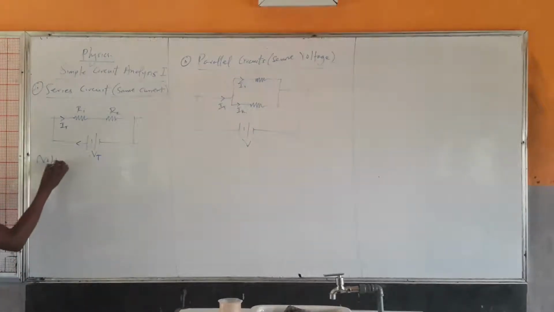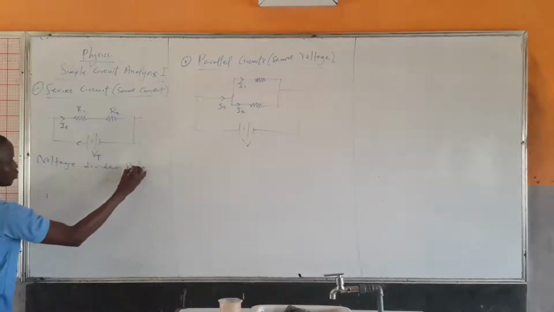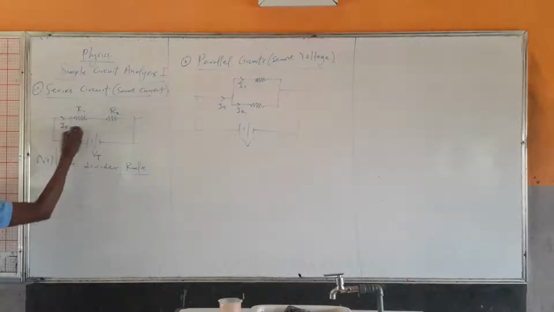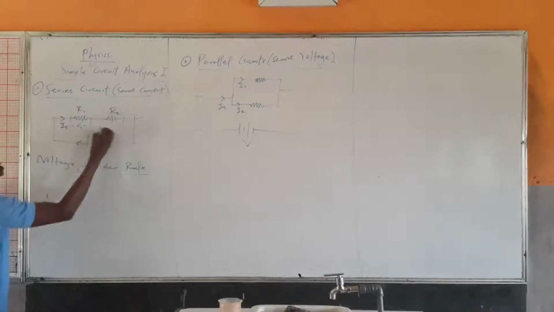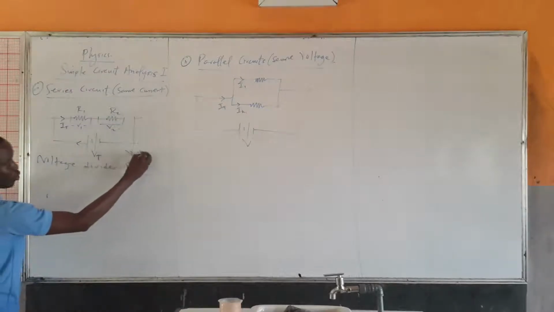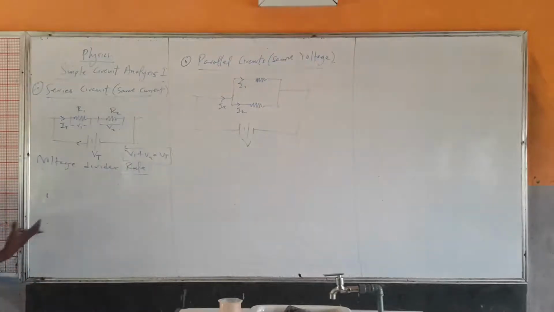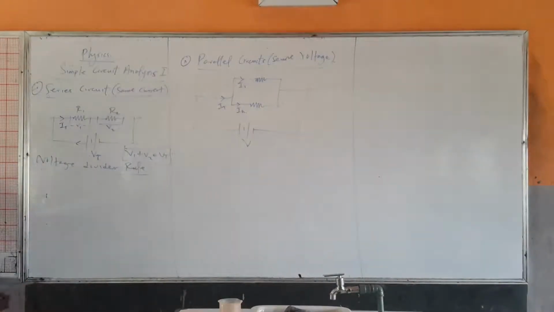We have something called the voltage divider rule. The voltage divider rule will tell us the total voltage that is dropped across V1 and the total voltage that is dropped across V2. Remember, your V1 plus V2 is the V total. So how do we find V1 and V2? We can first calculate the total resistance.